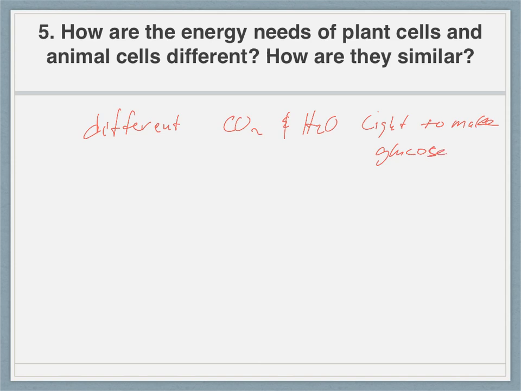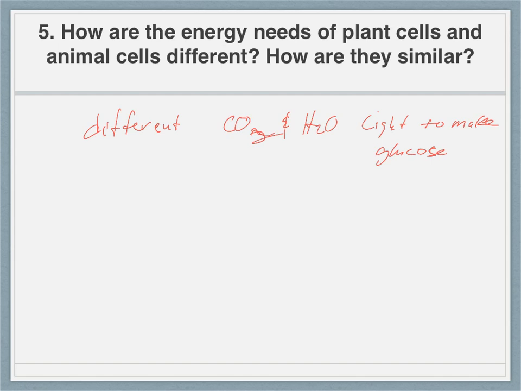Animals have to eat carbon-based compounds that were either plant-based, meaning made through photosynthesis, or animal-based, meaning they were made from an animal that ate a plant, and then we break down those organic compounds to get food. We're not making our own food as animals. Animals have to take in a food source and break it down to get energy.